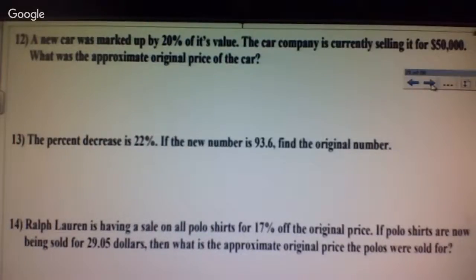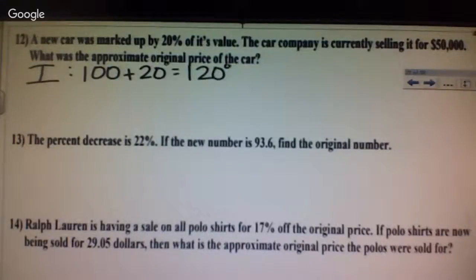So a new car is marked up by 20% of its value. So it's being marked up, which means what? Increase. This is an increase. So it's going 20% above 100. So you're actually at 120%. 120% as a decimal is 1.2.